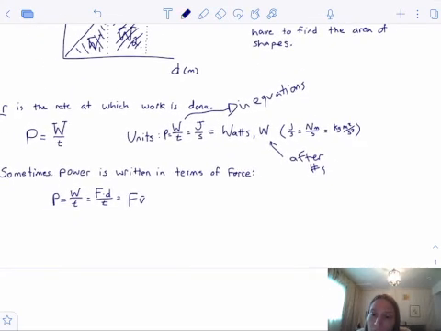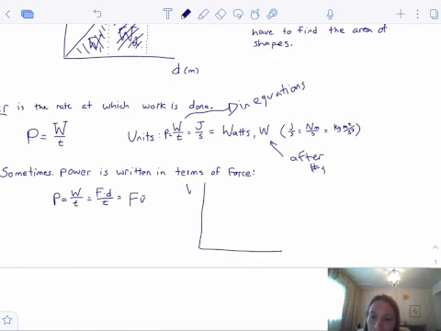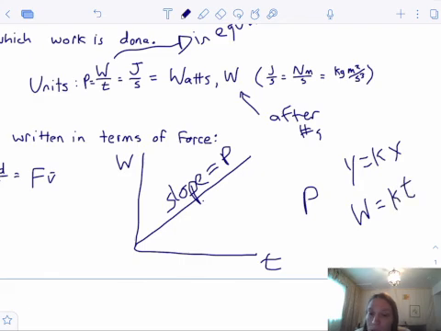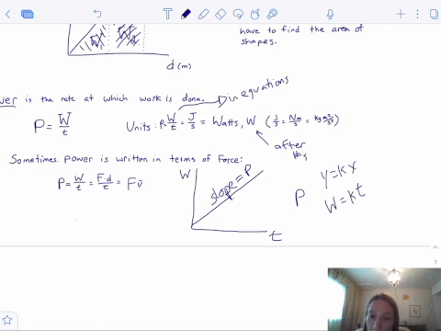Oh, you know what? I forgot something also. There's another thing that we can graph. If we graph work and time, the slope of this line is something meaningful. The slope of this line is going to be power. Because it's y equals kx, so y is W and k times t. So that follows the same format of this equation over here: work equals P t. So the rate at which work is done is power. And so the slope of that one is power.